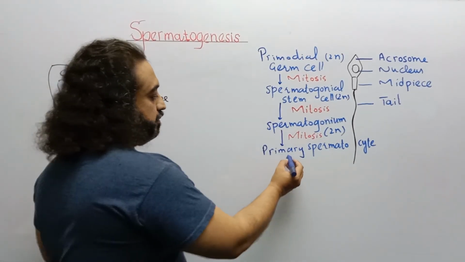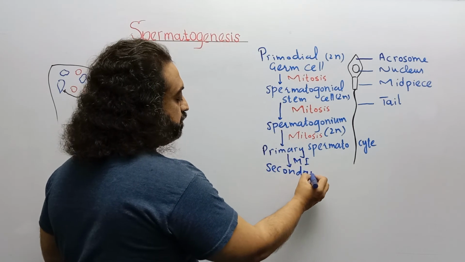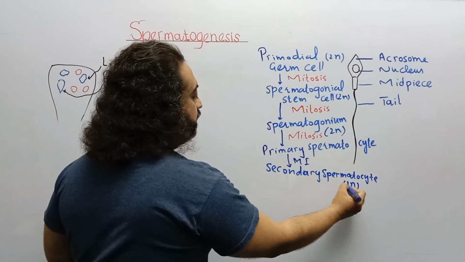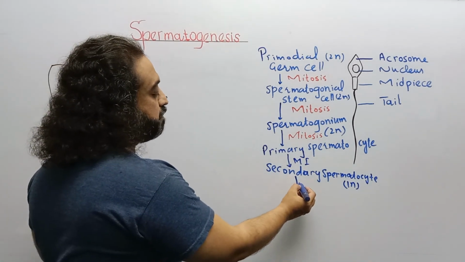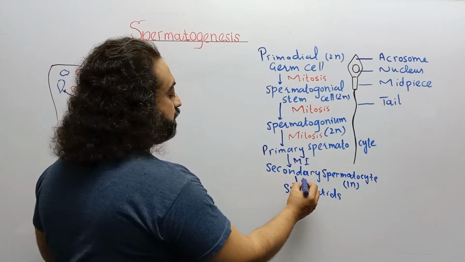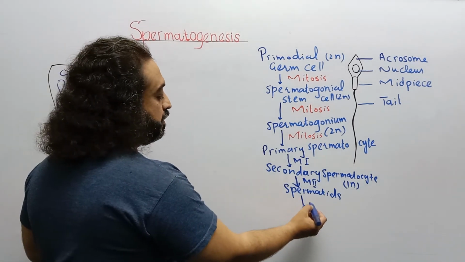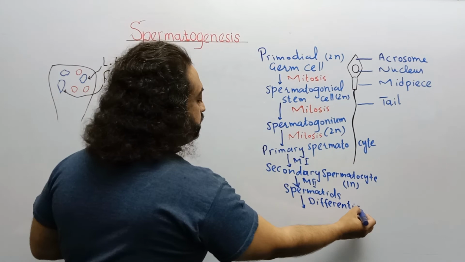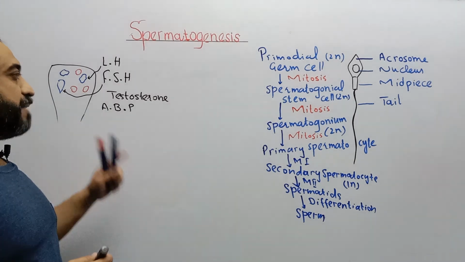The primary spermatocyte divides by meiosis 1 to produce the secondary spermatocyte. Now secondary spermatocytes are haploid. One primary spermatocyte produces two secondary spermatocytes, and one secondary spermatocyte produces two spermatids by meiosis 2. These spermatids differentiate by a process of differentiation into sperm. All these processes occur in the seminiferous tubules.